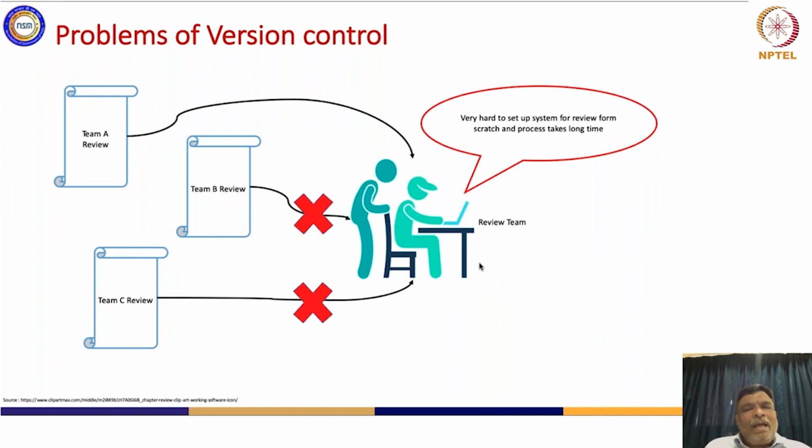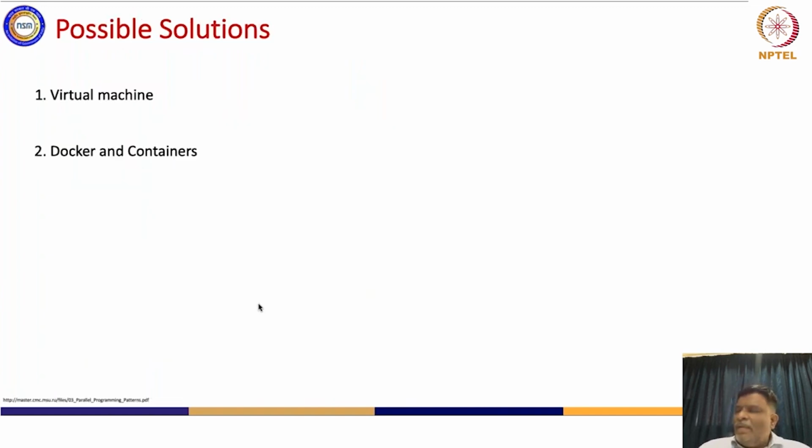So ultimately what happens, if you set the system for team A review, team B and team C would have done something else with some different framework, some different versions of toolkits, right? In that case, it is very hard to set up the system for review from scratch, and the process is going to take a lot of time. So there are basically two possible solutions which you can use, which we have seen also in the previous class. There are virtual machines, and then you can use Docker and containers, right?